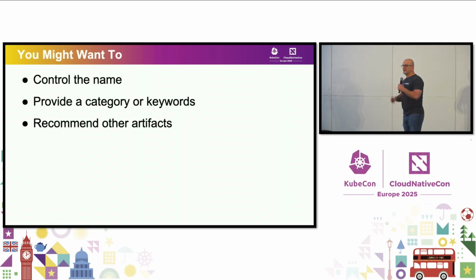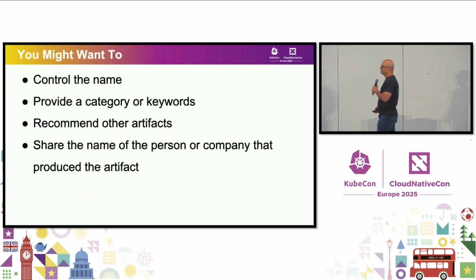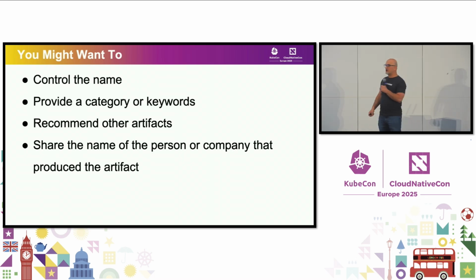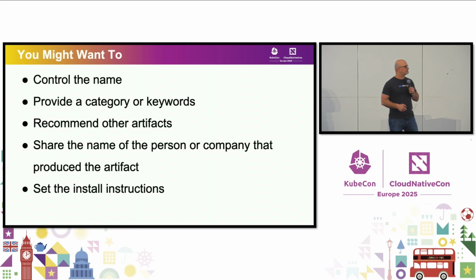You might want to recommend other artifacts, right? If you've got 2 or 3 things that work well together, maybe you want to recommend those together. So when you're looking at one, it just pops up, hey, this other thing is there, right? You might want to share the company that actually produced this thing. If you're behind a business or an organization, or even a nonprofit, something like that, you might want to say, hey, we're the ones who created it. Let's put a name on it.